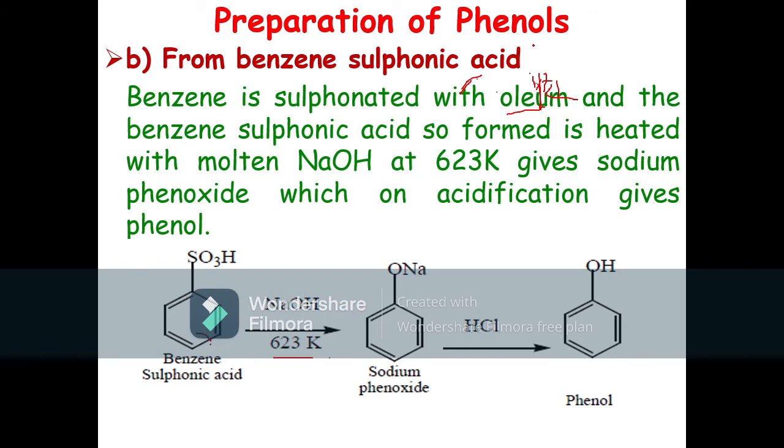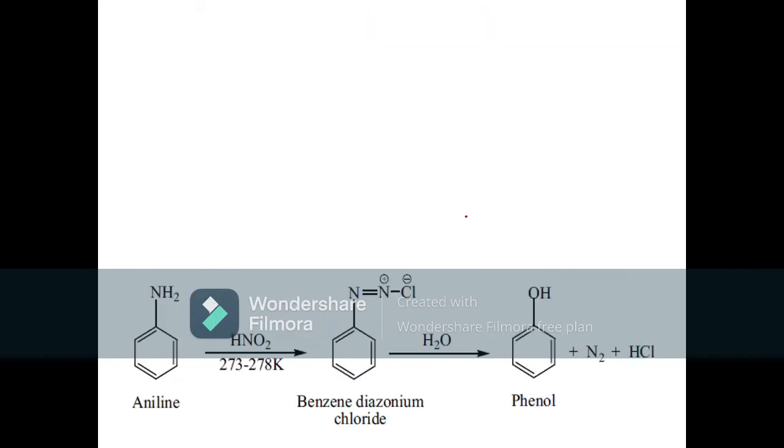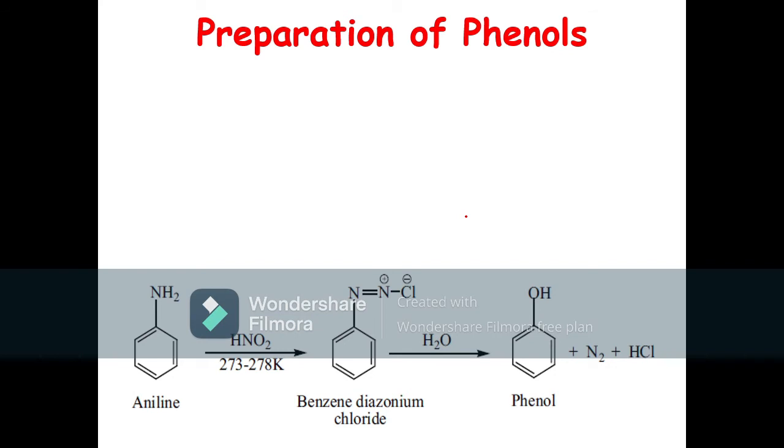Do you understand, student? I hope you understand. This is the second method for preparation of phenols from benzene sulfonic acid. Then the third method, preparation of phenol from aniline.